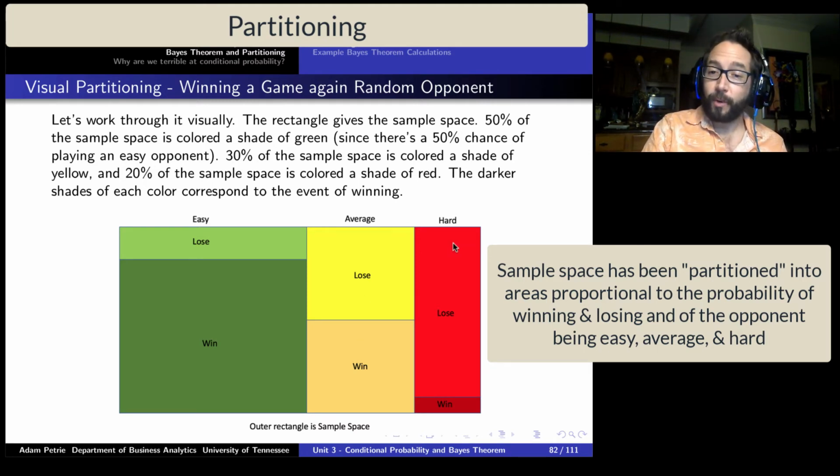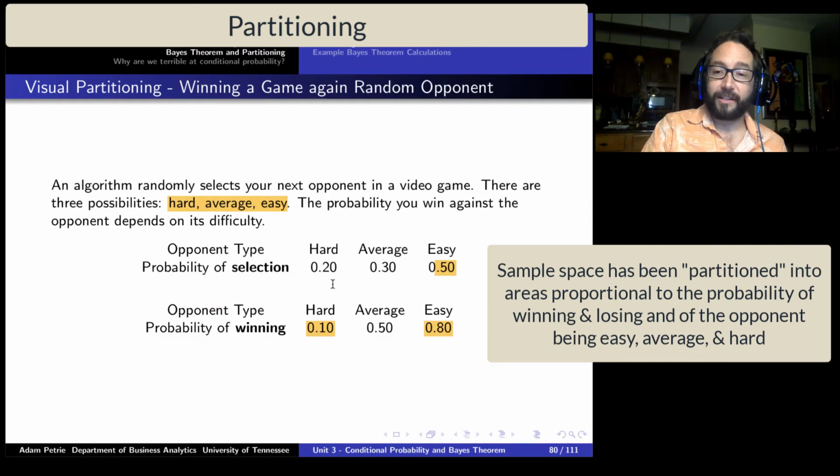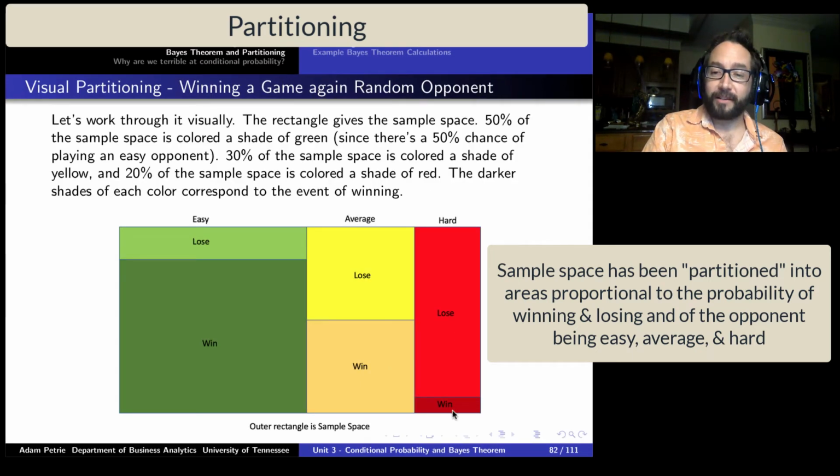A hard opponent, well, we only see a hard opponent 20% of the time, so let's shade 20% of the sample space to be red to represent that we're facing a hard opponent. We don't usually win against a hard opponent, 10% chance, so let's shade 10% of that red area to represent winning here.